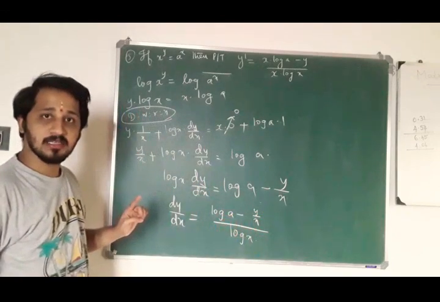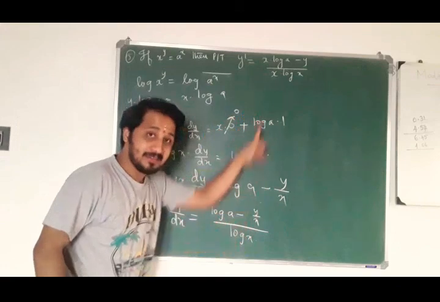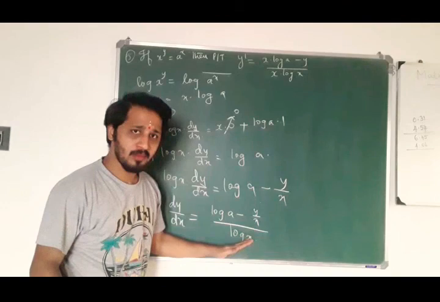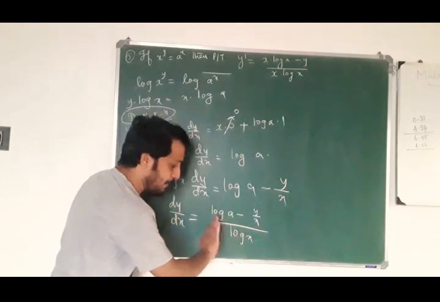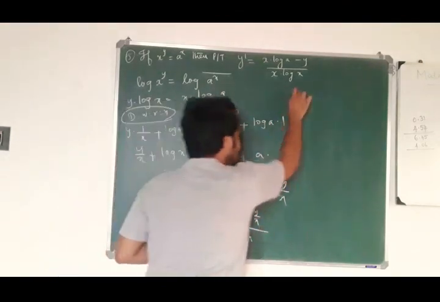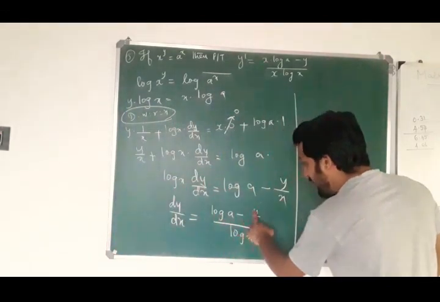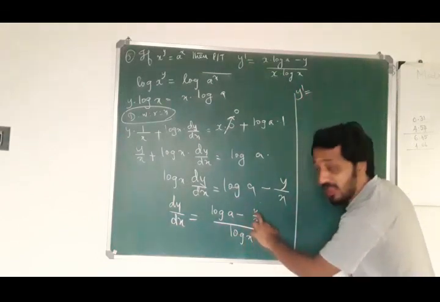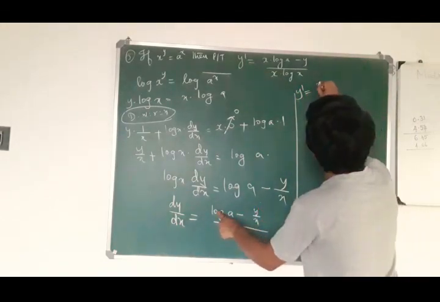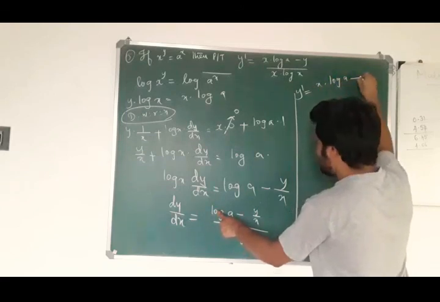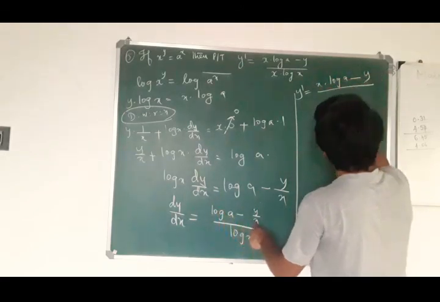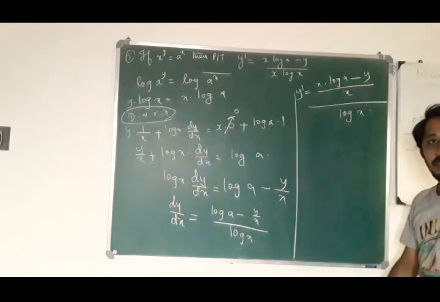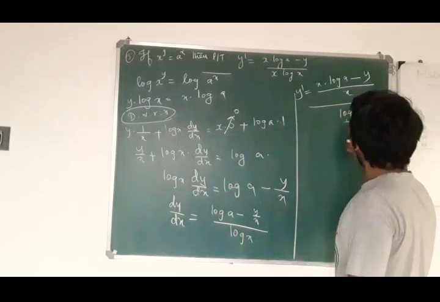So we are nearing the proof. We have reached one more step to do. 90% of the proof is completed, 10% remains. Log a minus y by x is there or not? So y dash or y1 is equal to this, and in y by x I can take the LCM. So x into log a minus y divided by x, the whole thing divided by log x. Can I write it like this? So that is log x by 1.